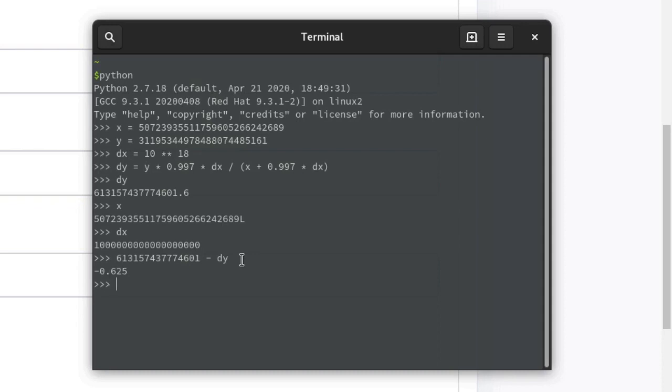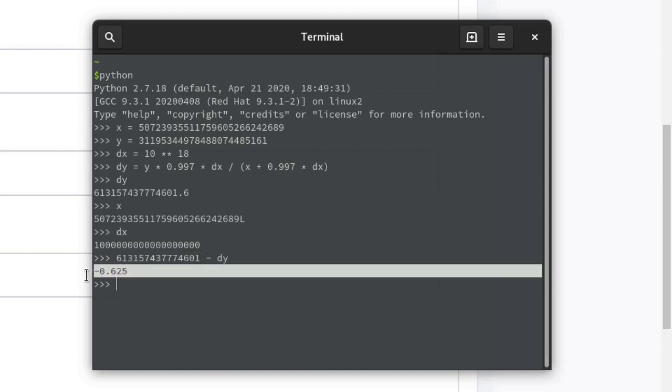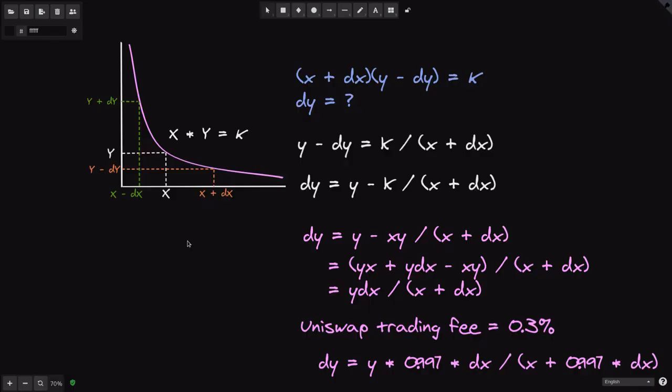Back inside Python shell, I've subtracted the actual amount that Uniswap gave us back from the amount that we calculated. And the difference is 0.625. Numbers are rounded down in Solidity. So basically, the difference is equal to 0. So in summary, on Uniswap, the price of a token is calculated using x times y equals k. And the exact amount of tokens you'll get is equal to this equation over here.